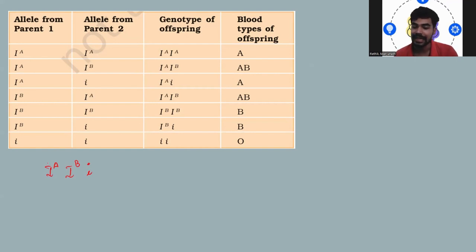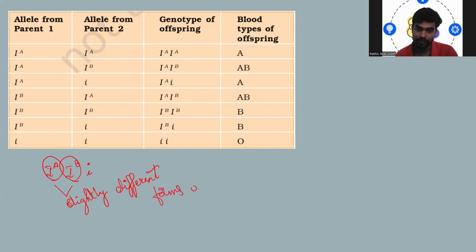Alleles IA and IB produce slightly different forms of sugar, while the small i does not form any sugar at all. It does not produce any sugar.